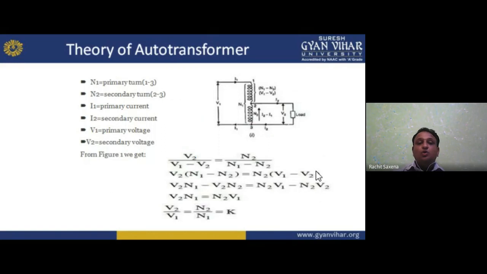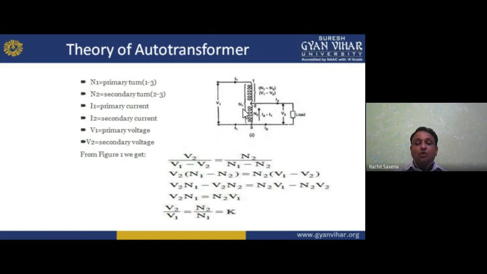Now, the theory of the auto transformer. Assume N1 is the primary turns, from terminal 1 to 3, as we have terminals 1, 2 and 3. So 1 to 3 is known as the N1 primary turns, and N2 is the secondary turns from 2 to 3. N1 covers 1, 2, 3, so all the turns belong to the primary, but the portion from 2 to 3 represents N2. So N1 is the primary turns from 1 to 3, and N2 is the secondary turns from 2 to 3.